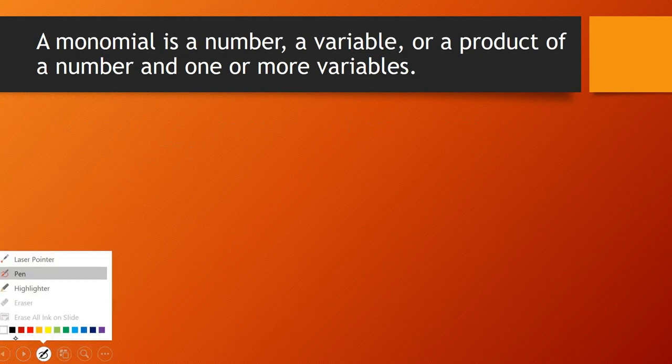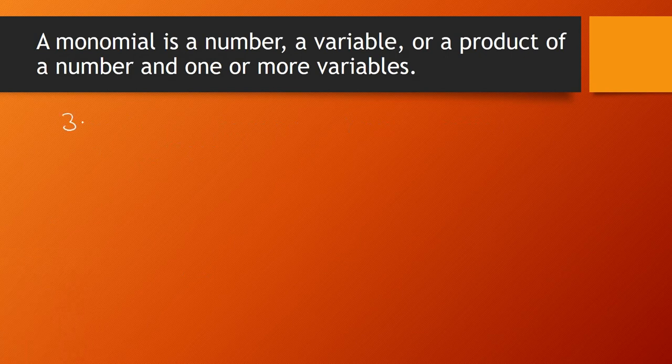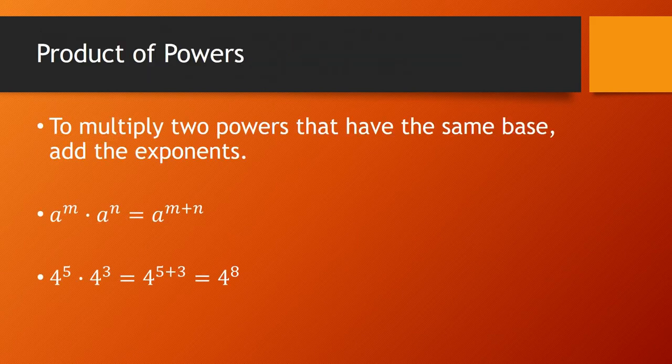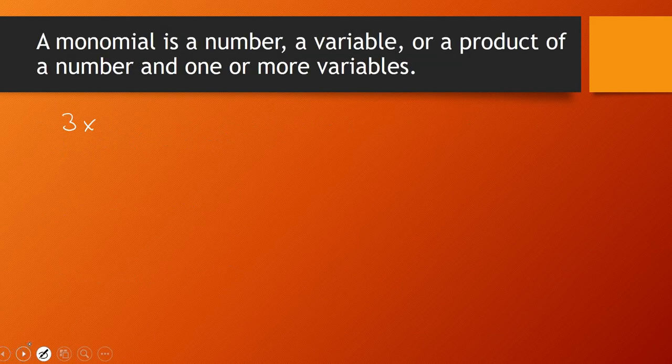For example, 3x would be considered a monomial. It's a product of a number and one or more variables. 4x squared y would be a monomial. Something like 3x minus 1 is not a monomial because it involves addition or subtraction. So remember, a monomial is just a product.